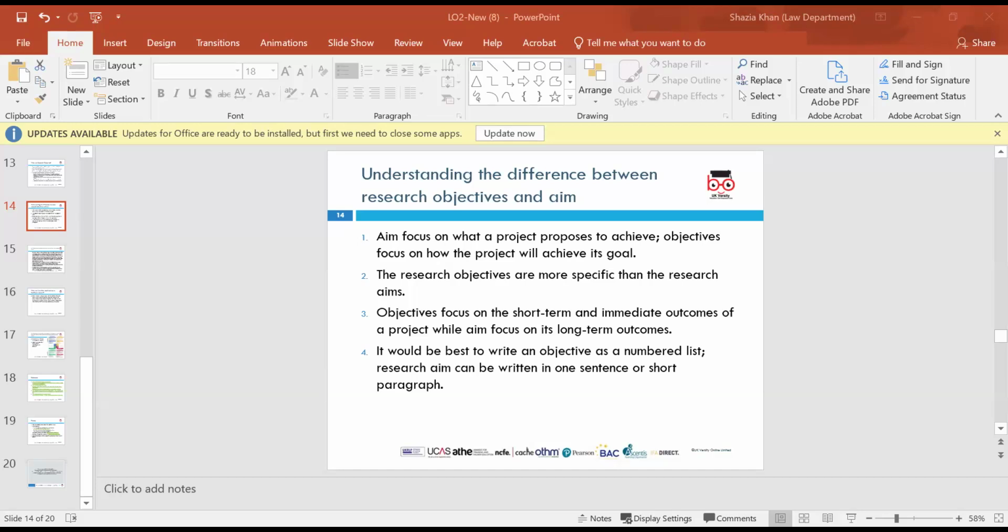Any questions? Do you understand the difference between an aim and an objective? An aim is the overall purpose, what you intend to do. The objective is how you intend to do it, what steps you intend to take, taking on board the SMART acronym.